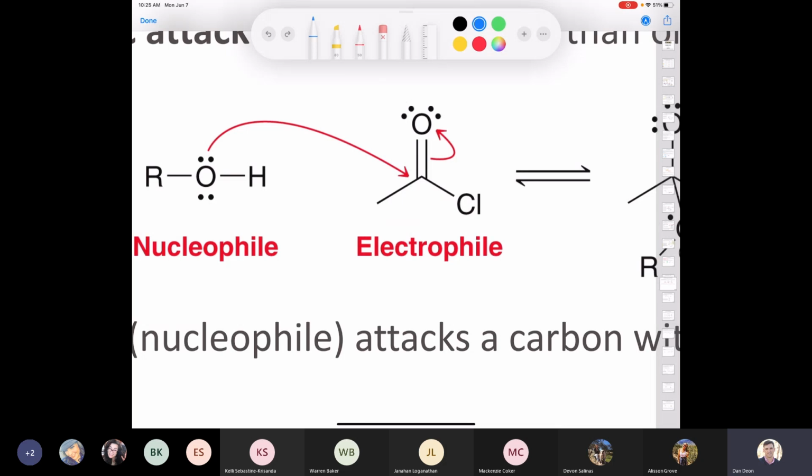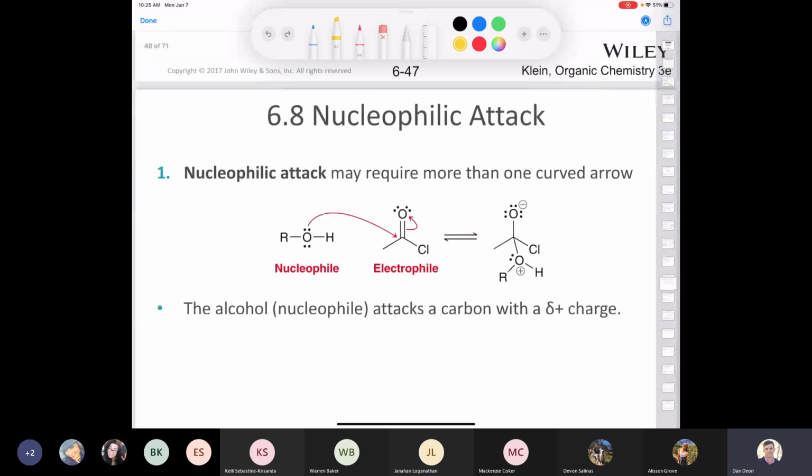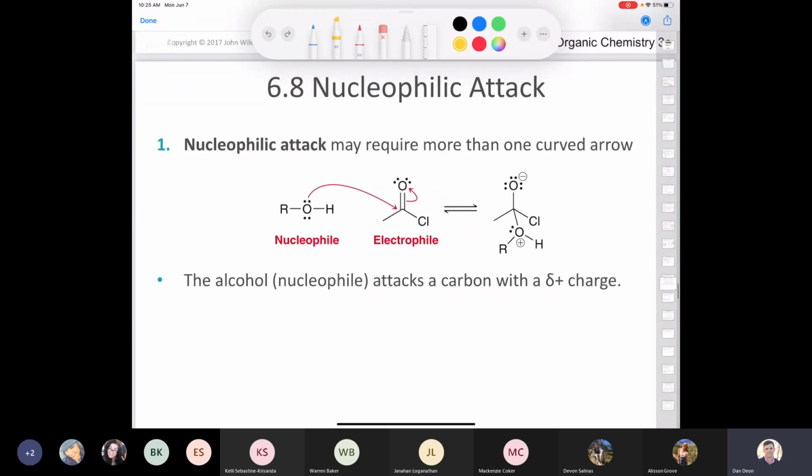Well, if that carbon is delta plus, that's great. And if I was to just draw this curved arrow showing the nucleophilic attack like this, the problem is that I would have 5 bonds to my carbon, wouldn't I? I'd have 1, 2, 3, 4, 5, and that is too many bonds. And so I have to break the pi bond and show the electron density going up onto the oxygen like that. So we drew 2 arrows simultaneously.